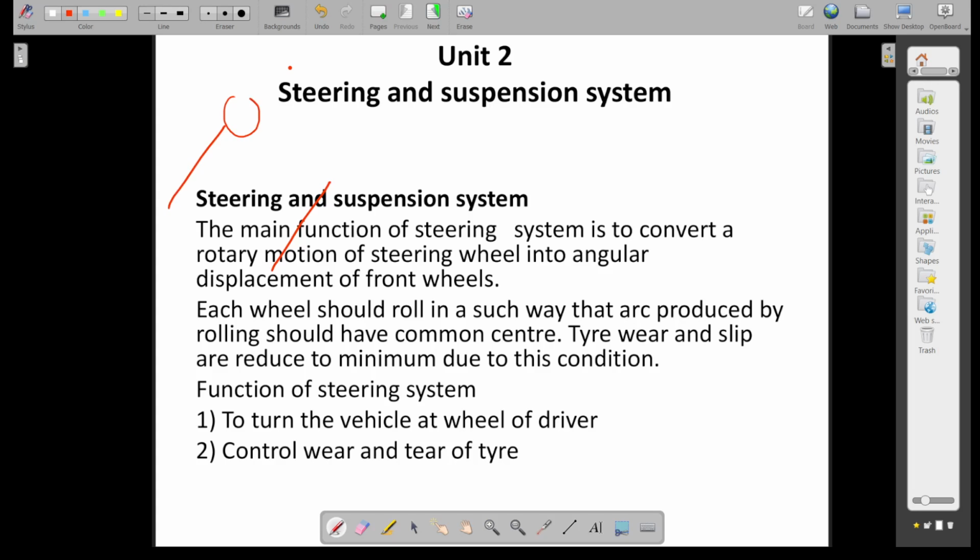We have a steering wheel where we give rotary motion, and this rotary motion has to be converted into angular displacement at the wheels. So you are giving rotary motion here, but at the wheel you are giving angular displacement so that you achieve directional stability of your vehicle.